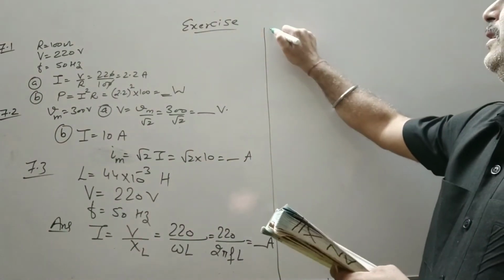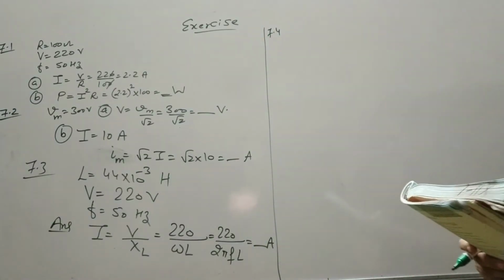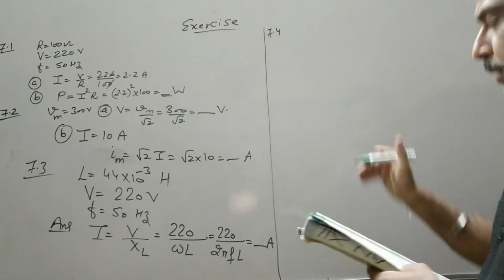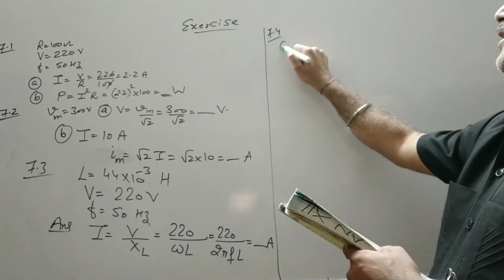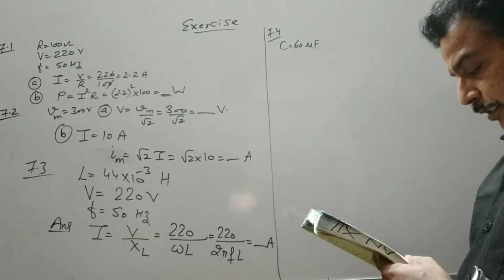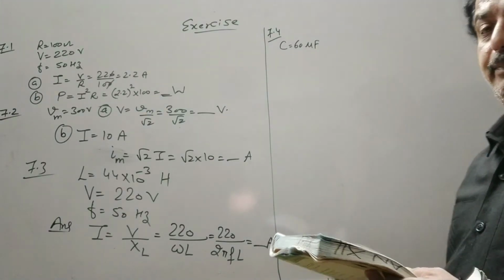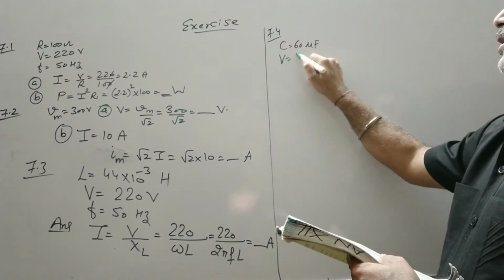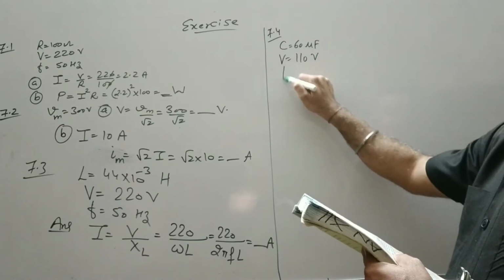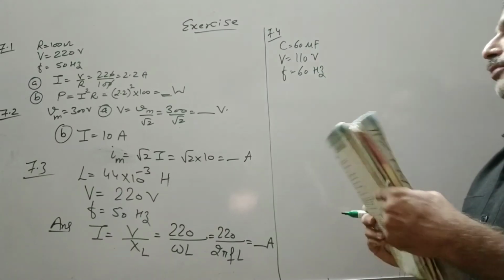Then we have 7.4. A 60 microfarad capacitor. So the capacitance given is 60 microfarad, connected to a 110 volt 60 Hertz AC supply. So here the voltage given is 110 volt, that is Vrms, and the frequency is 60 Hertz, which we have discussed.